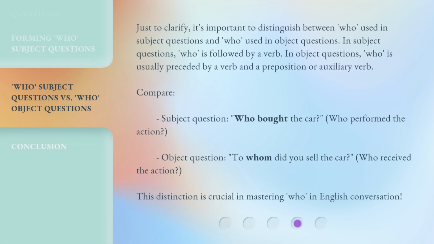Just to clarify, it's important to distinguish between who, used in subject questions, and who, used in object questions. In subject questions, who is followed by a verb. In object questions, who is usually preceded by a verb and a preposition or auxiliary verb. Compare. Subject question. Who bought the car? Who performed the action? Object question. To whom did you sell the car? Who received the action? This distinction is crucial in mastering who in English conversation.